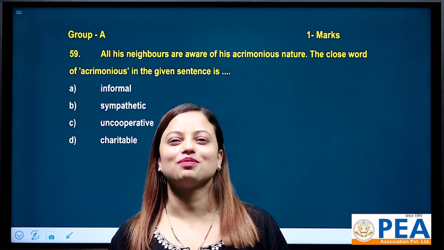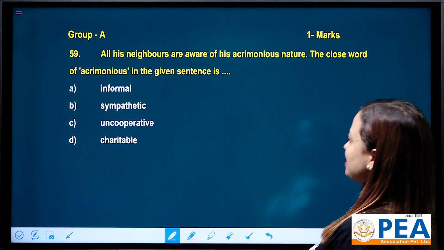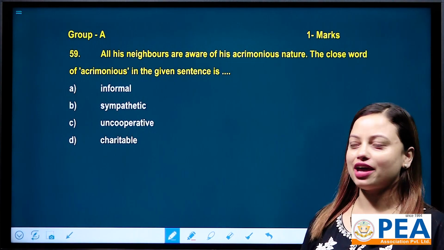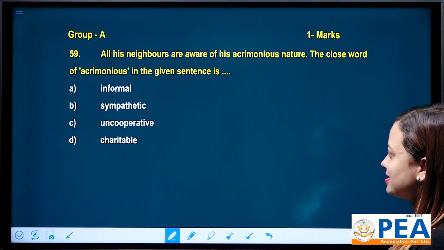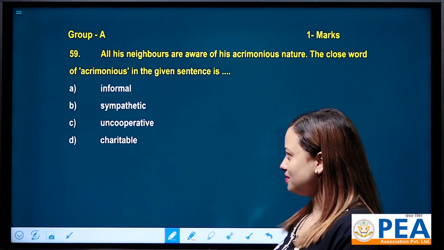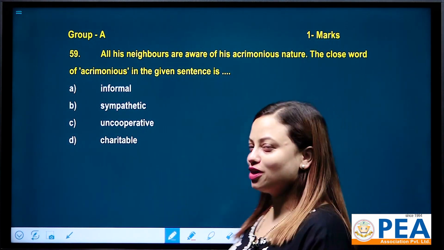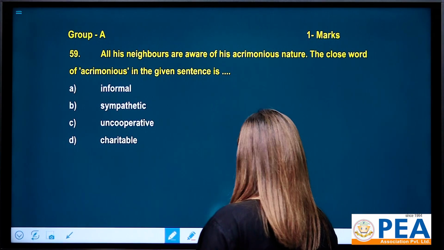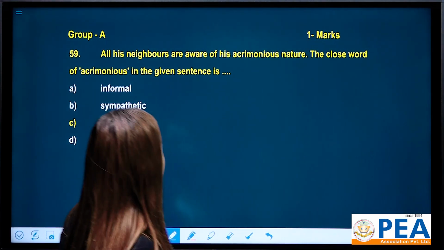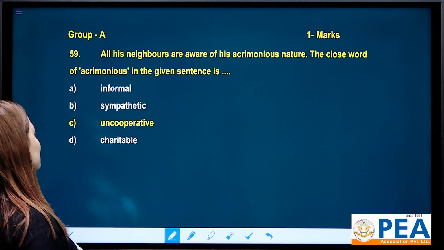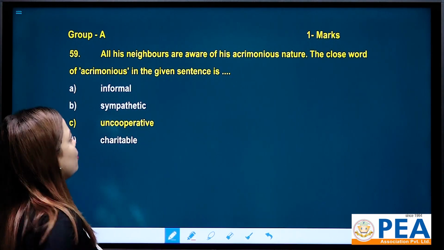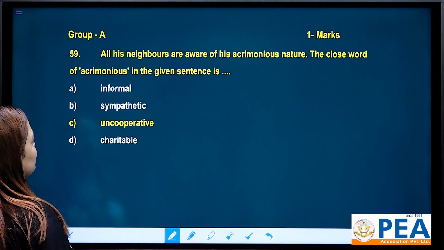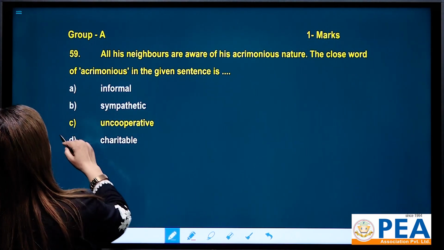Now it is the turn of question number 59. All his neighbors are aware of his acrimonious nature. The closest word to acrimonious in the given sentence is: option A, informal; B, sympathetic; C, uncooperative; and D, charitable. What is the meaning of it? Actually, the correct answer here is uncooperative. The closest word to acrimonious in the given sentence is uncooperative.